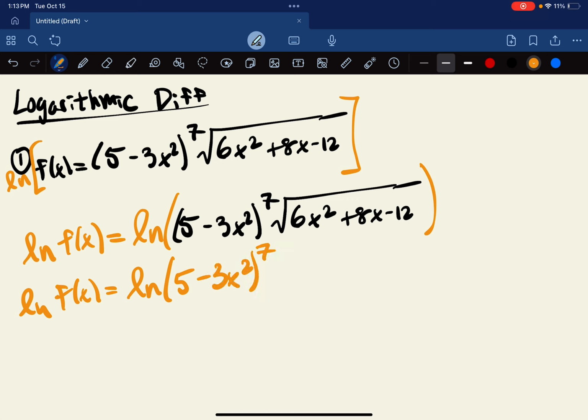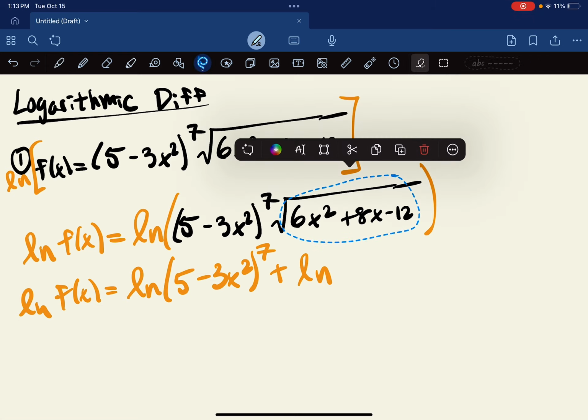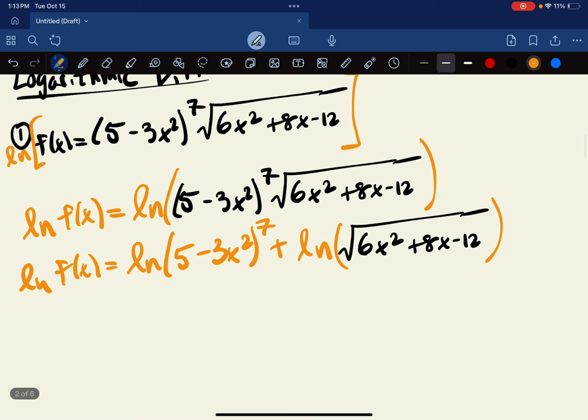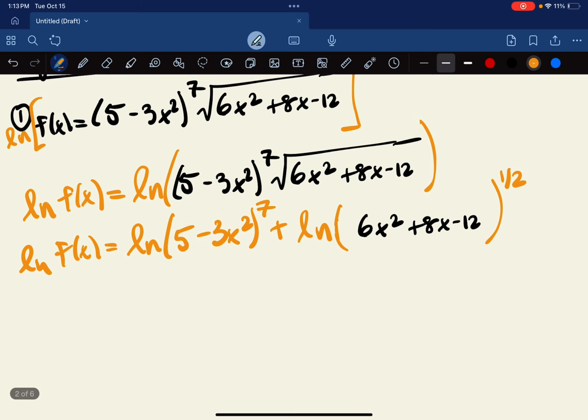So this becomes ln of (5 minus 3x squared) to the 7th power plus ln of the square root of 6x squared plus 8x minus 12. So now another thing we can do is get rid of the square root, because we can rewrite the square root as the 1/2 power. And then we can use the properties of logarithms: if the whole thing you're taking the log of is to a power, it can come down in front.